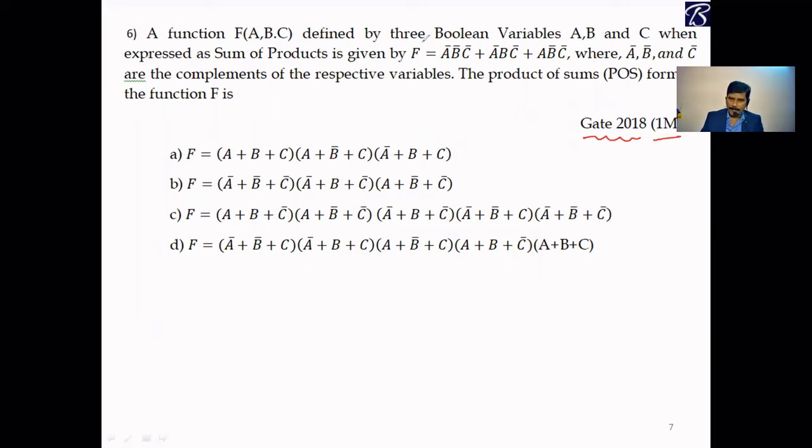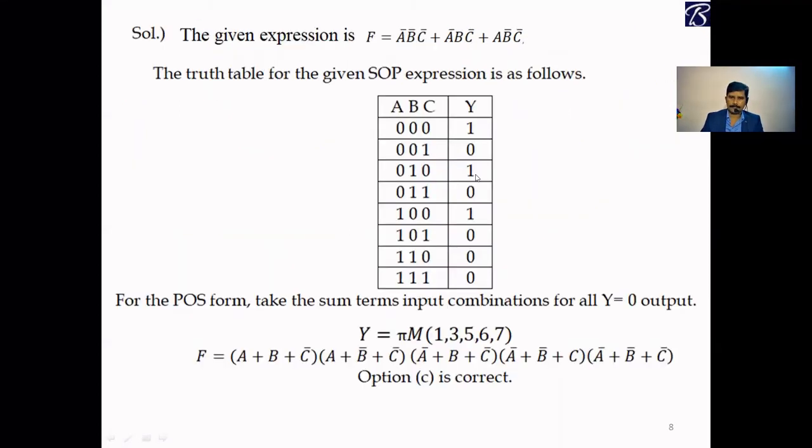This problem was asked in GATE 2018 for 1 mark, where SOP form is given: A bar, B bar, C bar plus A bar, B, C bar plus A, B bar, C bar. And we need to convert into POS form. Try this by pausing the video, try to solve on your own and go to the solution. So the given expression is this one. Write the truth table by considering ones because this is the SOP form.